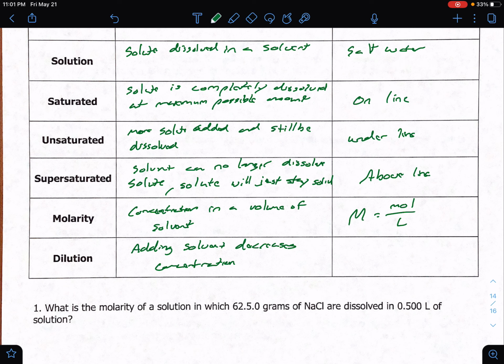Okay, so if you want to make something more diluted, you just keep adding more and more solvent. So like if you wanted sweet tea to be less sweet, you just keep adding more and more tea to basically make it more dilute, and so you're not having as much sugar. And the equation for that would be capital M1 times V1 equals capital M2 times V2.